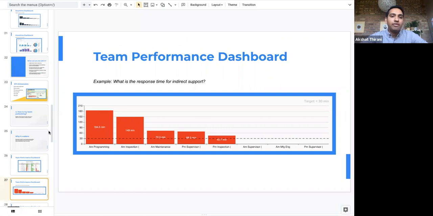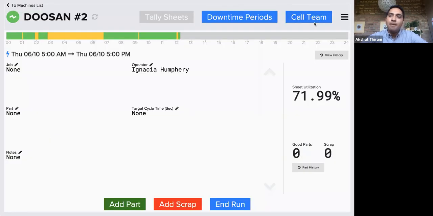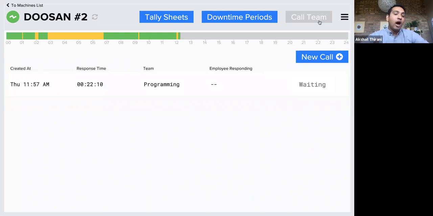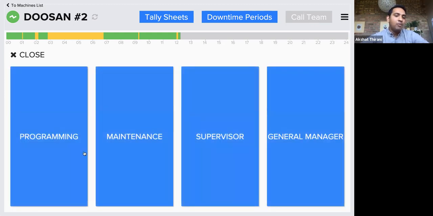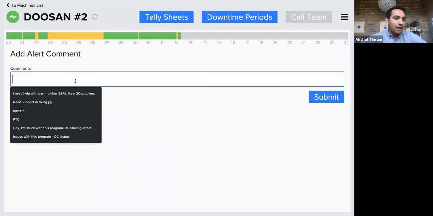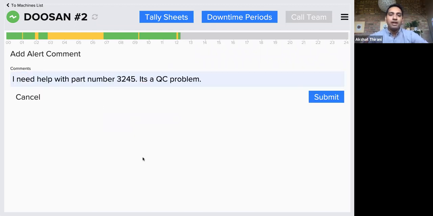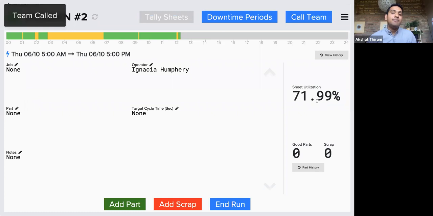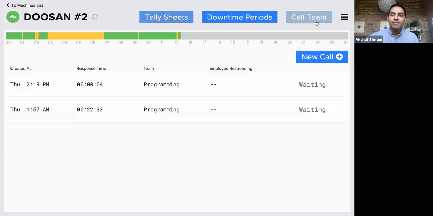Now, the way you can collect this information, just to give you an example, on Amper's app is this is a view for operators to use in order to call for help and support. So all they got to do is say, I want to make a new call. I want to call my programming team. They can type a message in such as, I need some help with a part number. I'm having some quality issues. And they hit submit. And a text message and email gets sent out to the right team. And what's neat is that it's actually tracking the response time it's taking for them to arrive at the machine. So just another way for operators to be empowered to really get the help they need.